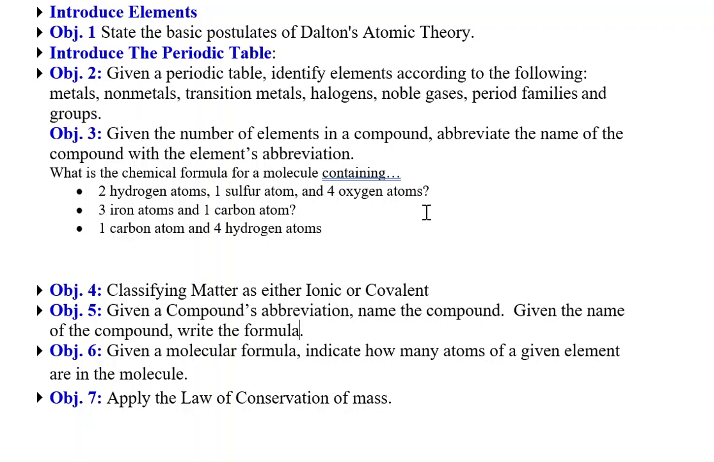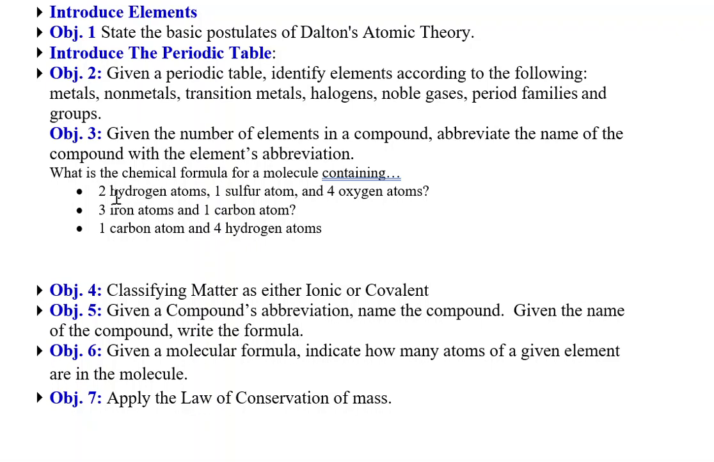Here's another example. If I say that there is a compound that has 3 iron atoms in it and 1 carbon atom, I want you to say that the name of that compound is Fe3C. 3 irons, 1 carbon. If I tell you that there's a compound that has 1 carbon atom and 4 hydrogen atoms in it, I want you to say that that is CH4, not C4, but CH4. And when we write those, it's going to be a capital C, a capital H, and the 4 is a subscript.